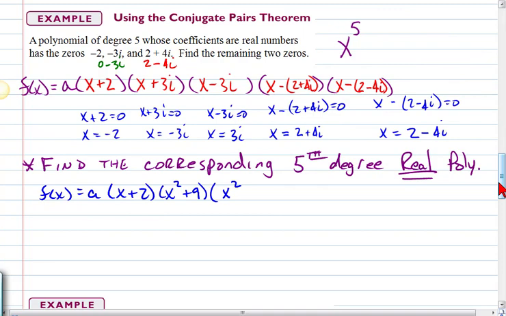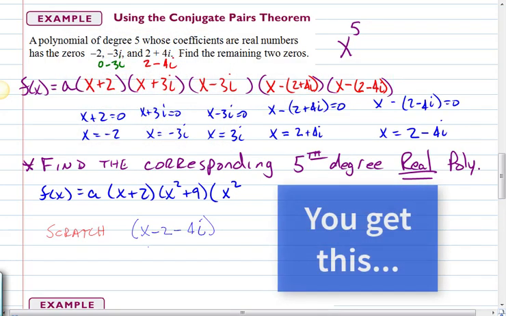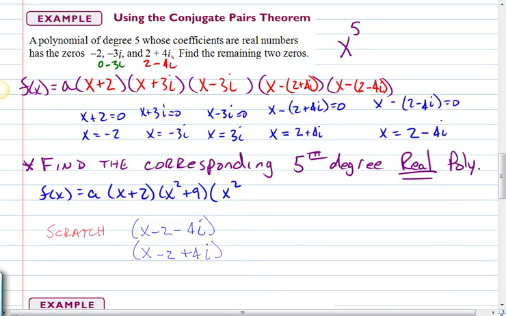and I'm back to needing to do scratch work again. It's not just a straightforward FOIL is the problem. It's multiplying a trinomial times a trinomial, because what I have right now is x minus 2 minus 4i times x minus 2 plus 4i. When I distribute the negatives to these factors, that's what I end up with. I'm going to multiply using distribution.